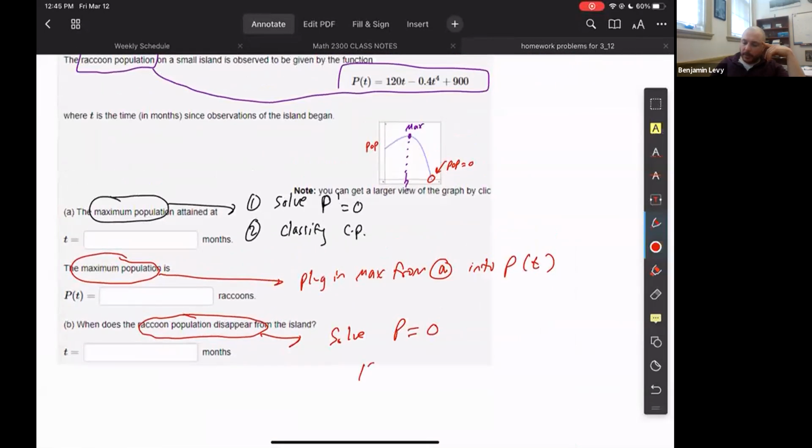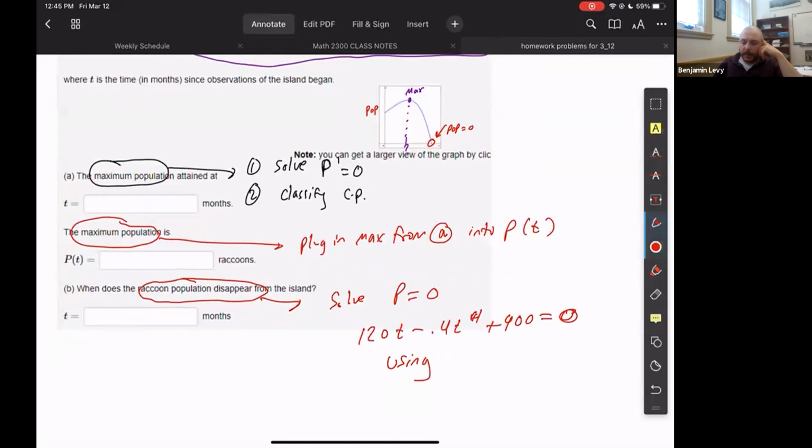And in this particular problem, it would be this. Which is actually a pretty tricky thing to do by hand because it's got a fourth power in there. It has a t and a fourth power. So this is actually kind of hard to do. So I would suggest using a calculator or something like Wolfram Alpha.